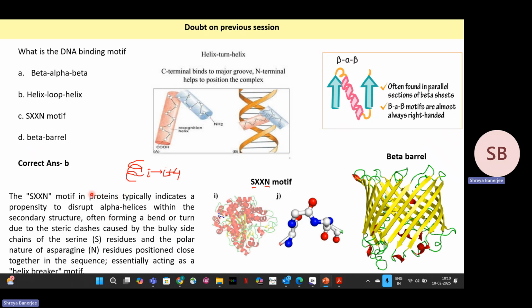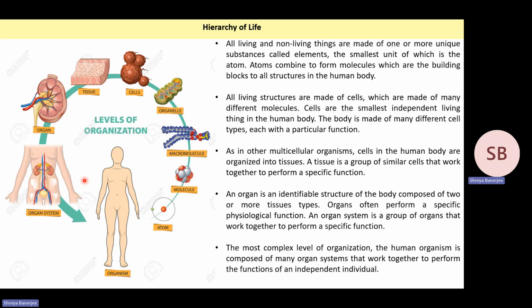Now I will be discussing the different lectures in week 3. So week 3 was a basic introduction to crystals and X-ray crystallography. I'll start now. In all living organisms, there are different levels of organization. As you know, all living and non-living things are made of one or more unique substances called elements, the smallest unit of which is the atom. These atoms combine to form molecules, which are the building blocks of all structures in the human body. So the smallest level of organization is the atom, and atoms come together to form molecules.